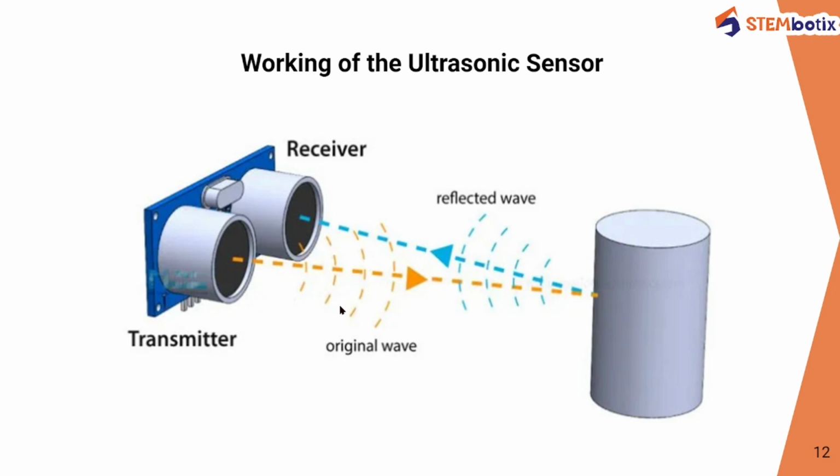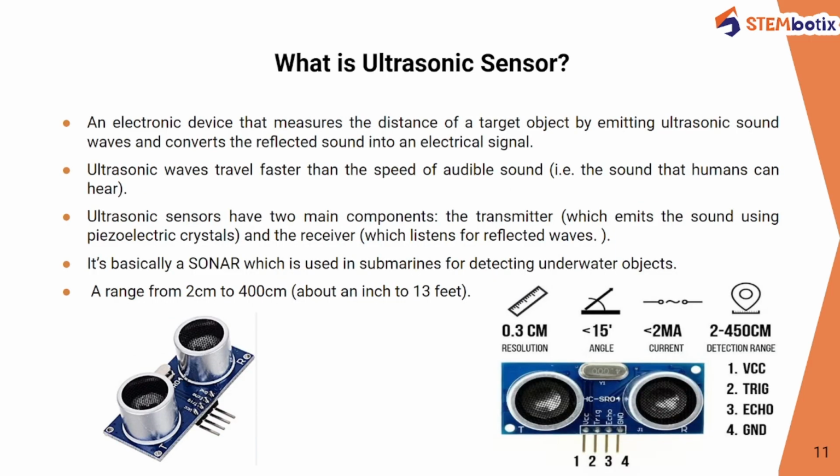So the working principle is simple. It first sends the ultrasonic pulse which travels through the air, and if there is an obstacle it will bounce back to the sensor, and by calculating the travel time, and since we know the speed of sound, the distance can be calculated. So this is how the ultrasonic sensor works. And the usual detection range of this sensor is from 2 centimeters to 400 centimeters. Now let us see the module first. Its resolution is 0.3 centimeter, whereas the angle is 15 degrees.